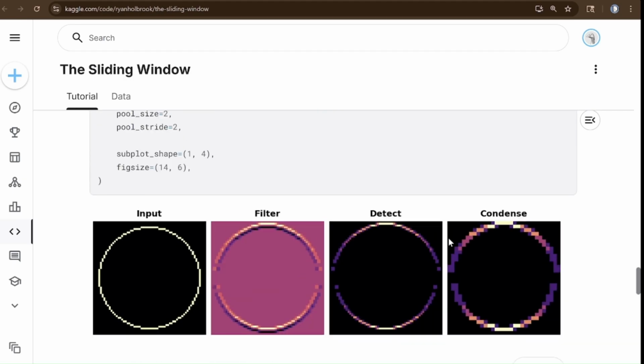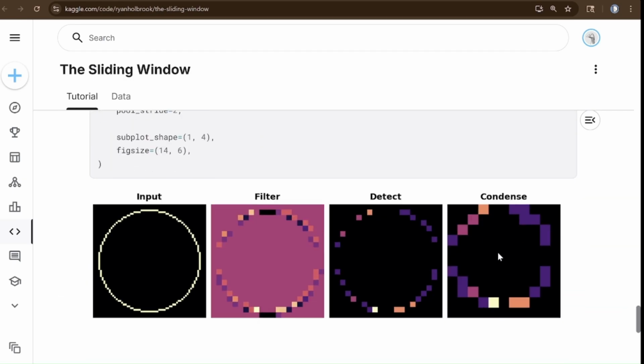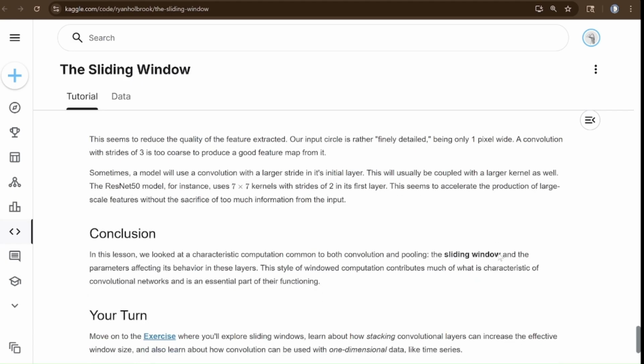See, stride 1, the output, stride 3. Okay, so stride 1 is better, they want to say. Yes, because you are not skipping anything, right? Sometimes a model will use a convolution with a larger stride in its initial layer. This will usually be coupled with a larger kernel as well. A ResNet model uses 7 into 7 kernels with strides up to 2.